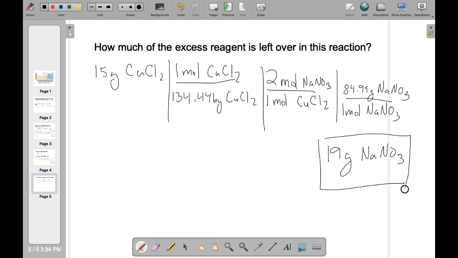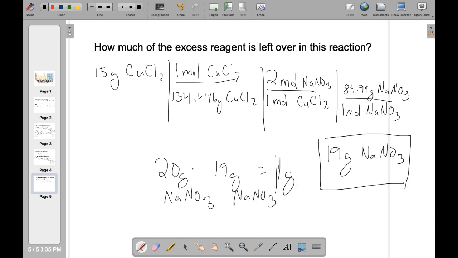So, what does that tell me? It tells me that I was given 15 grams of copper chloride. I was given 20 grams of sodium nitrate, but I didn't use all the sodium nitrate. Remember, I was given 20 grams of sodium nitrate, but I only used 19 grams. So 20 minus 19 grams of NaNO3 equals 1 gram. So I have 1 gram of my excess reagent left over.